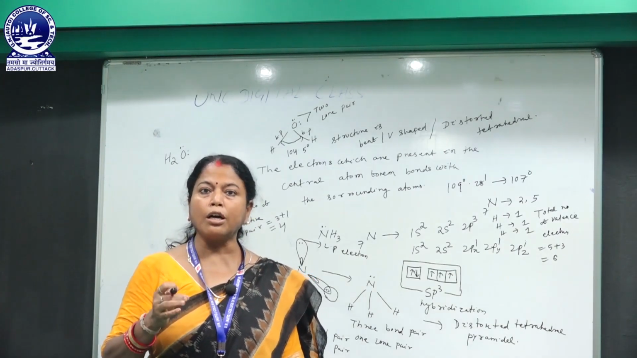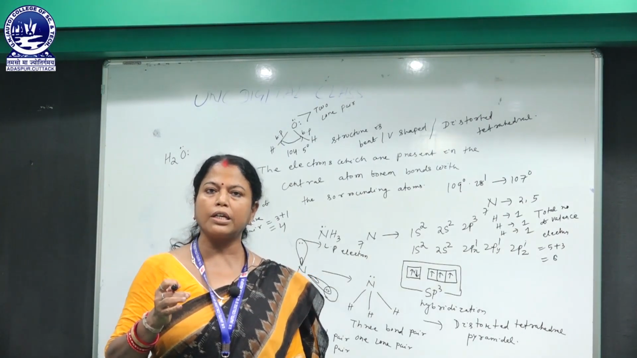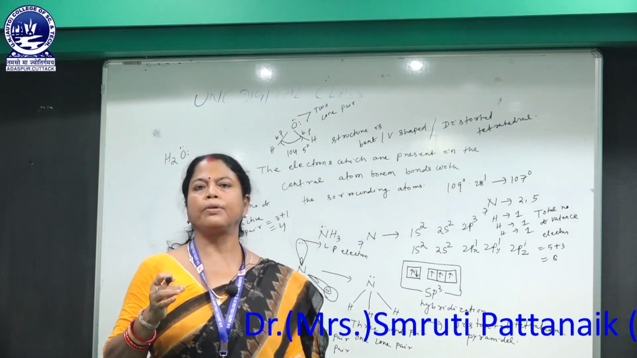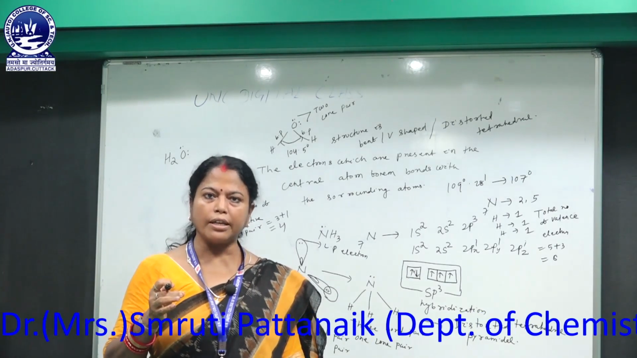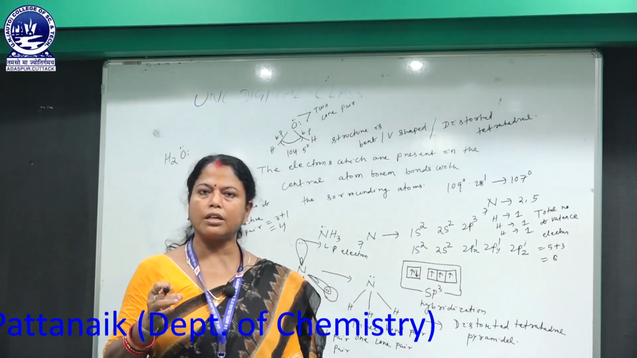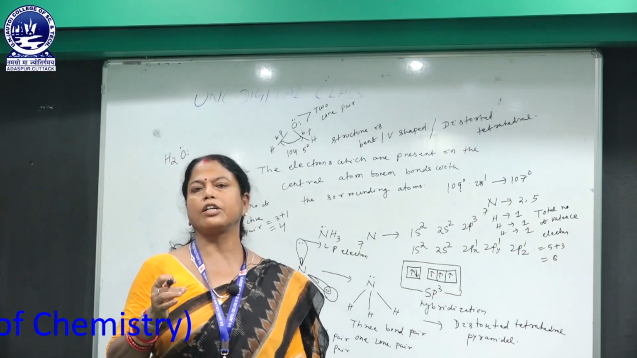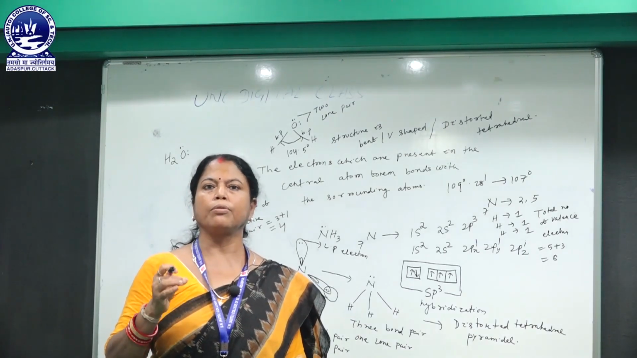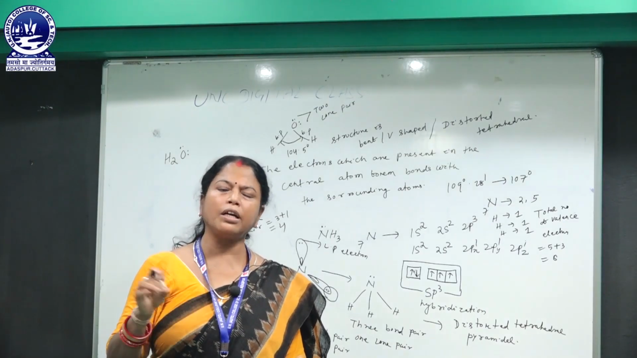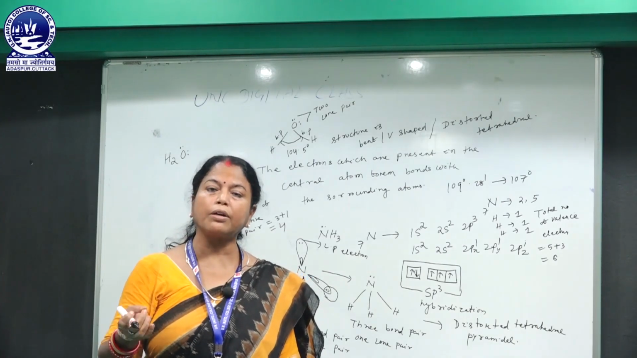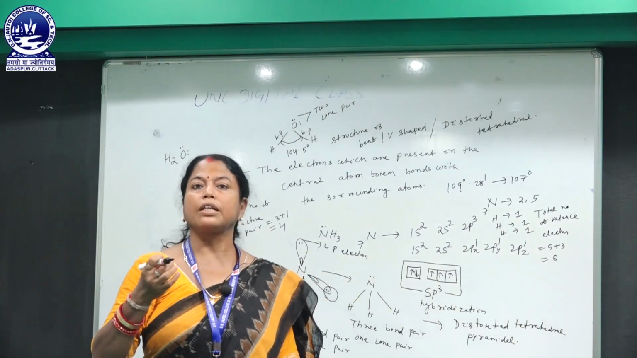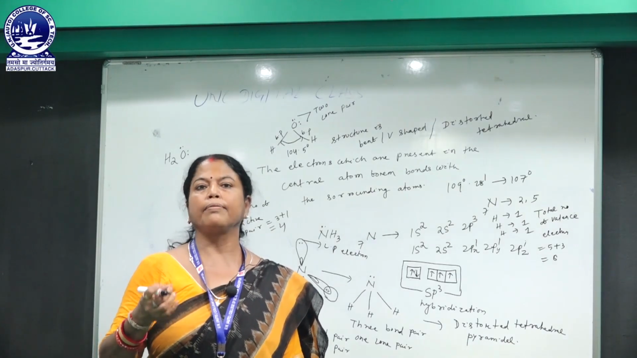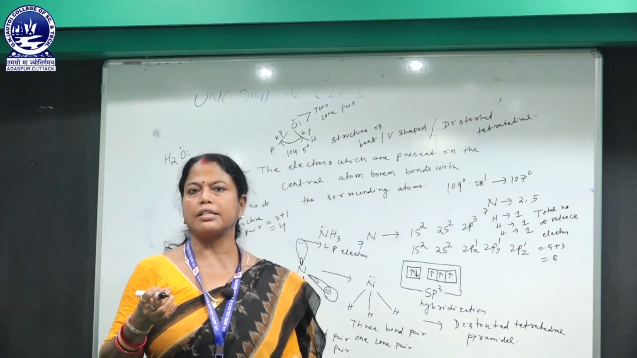Then the order of repulsion in VSEPR theory is as follows: lone pair-lone pair repulsion is greater than lone pair-bond pair repulsion, which in turn is greater than bond pair-bond pair repulsion. This is all about your VSEPR theory. There are different molecules, and they also give their structure on the basis of VSEPR theory and by taking into account the hybridization concept.